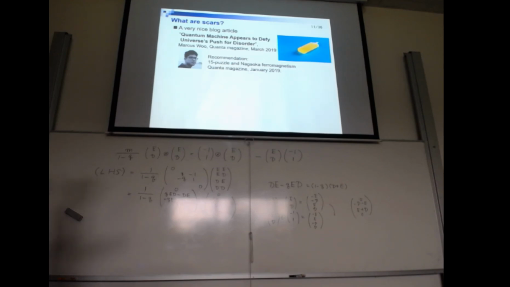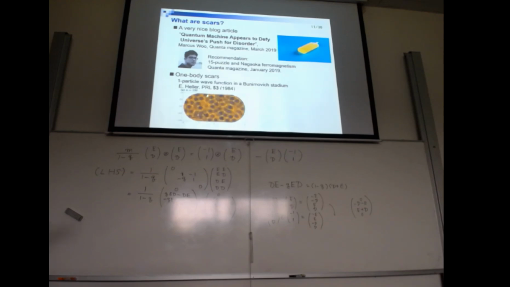And anyway, so today I'm going to focus on many-body scars, but in the 80s, people discussed one-particle scars. So let me explain what it is. If you consider this kind of system, which is called the Bunimovich stadium, you can find some regular pattern for some eigenstates.